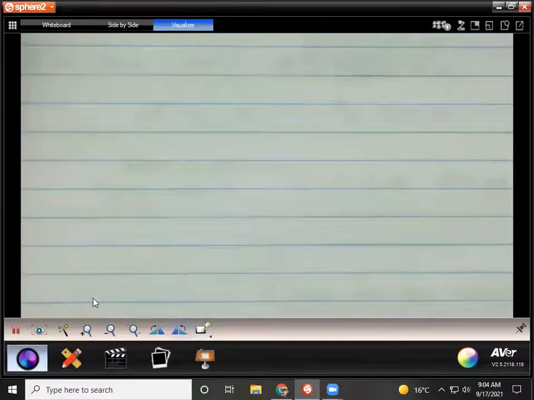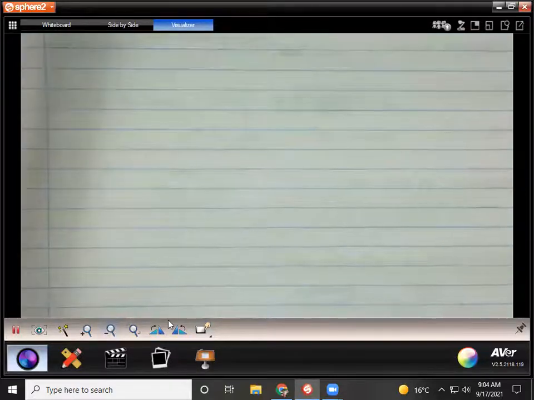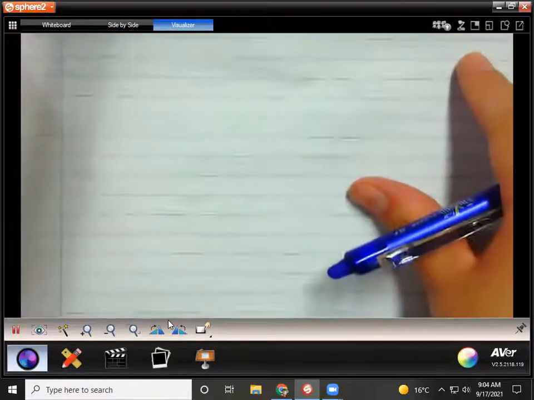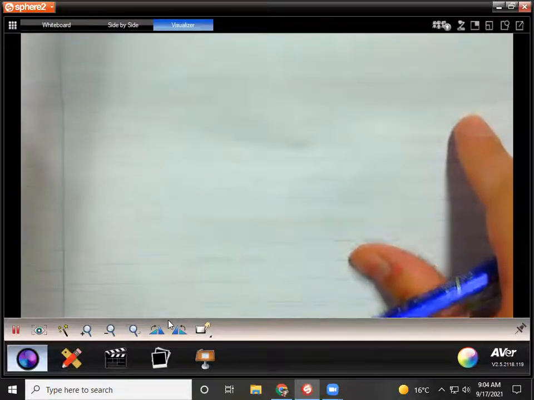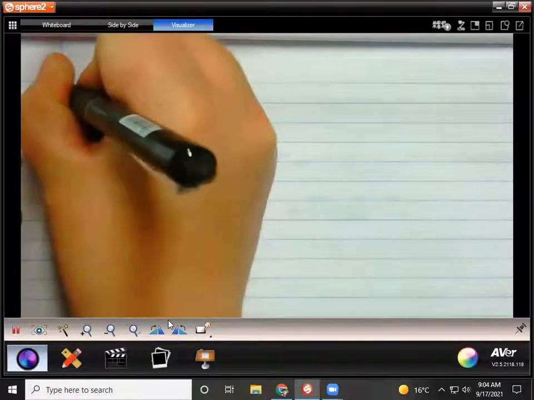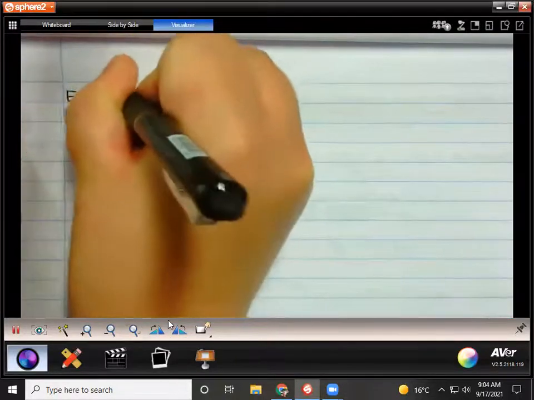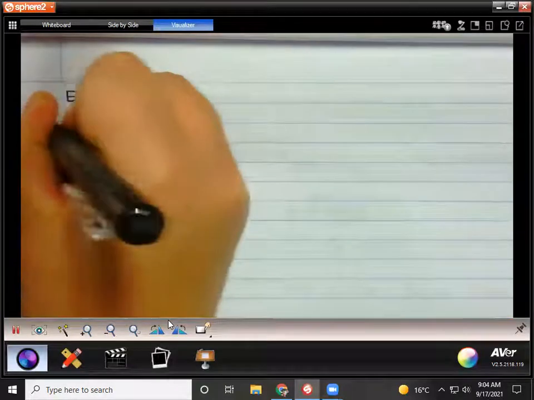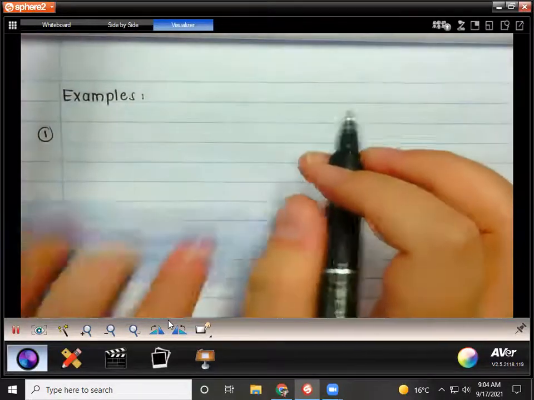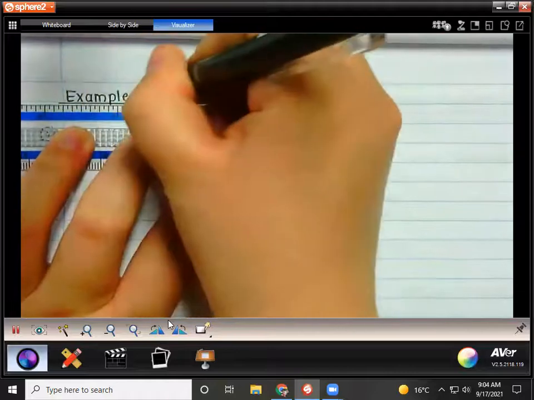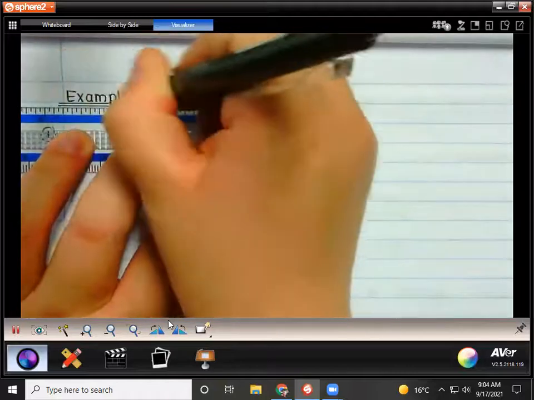Oh, it's very zoomed in now. Oh, okay. So these are the examples. Sorry, examples. And then we're doing 1. Sorry, there isn't really enough space on the page there.